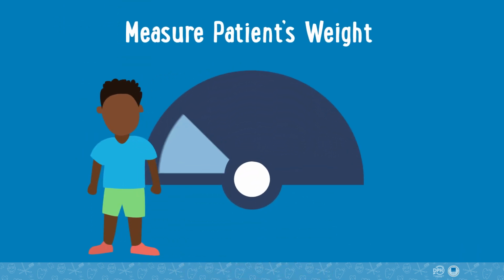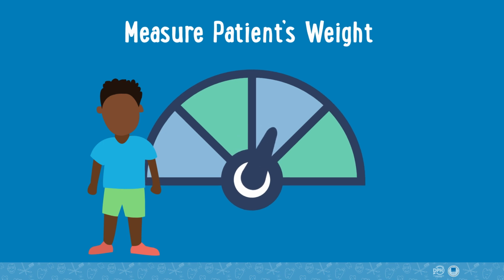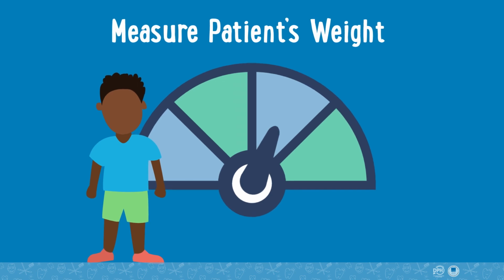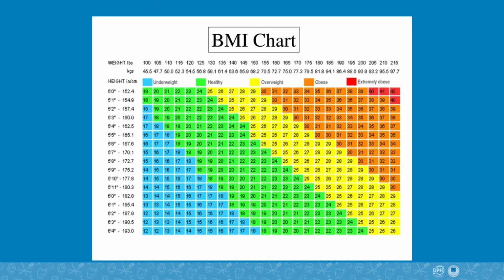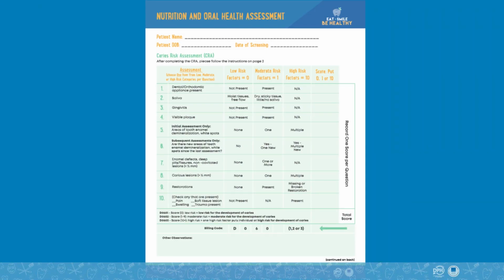To measure the child's weight, determine if they can stand on a scale without help. If they can't, the parent or guardian will step on the scale while holding the child. Next, have the parent or guardian stand alone on the scale. Then, calculate the weight by subtracting the parent or guardian's weight from the total weight to determine the patient's weight. Finally, to assess the BMI, refer to a BMI table. Once BMI is determined, the next step is to complete the Nutrition and Oral Health Assessment.